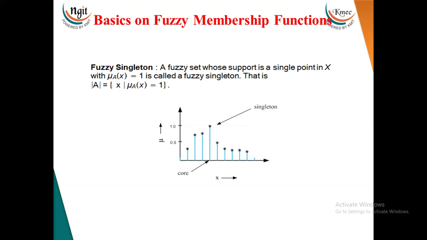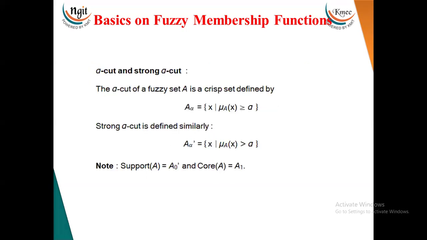Okay, students. In the last video, you learnt about the singleton set. So, what was a singleton set? There should be only one core value. If you have multiple core values, it will not come under your singleton set. Now, what is meant by alpha cut and strong alpha cut?